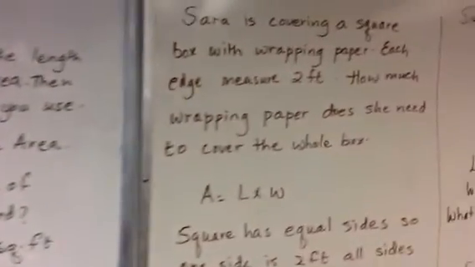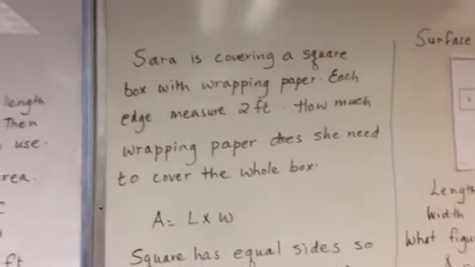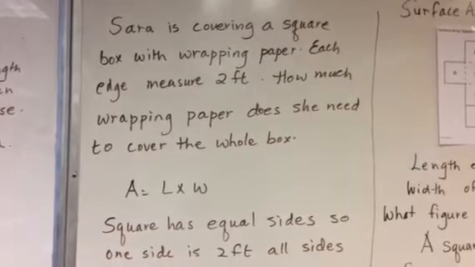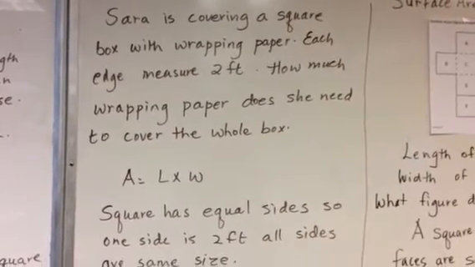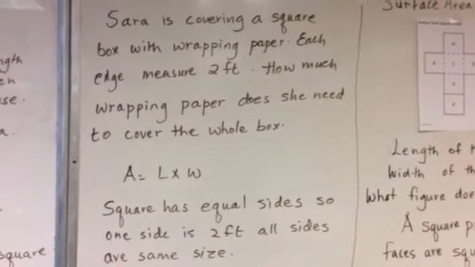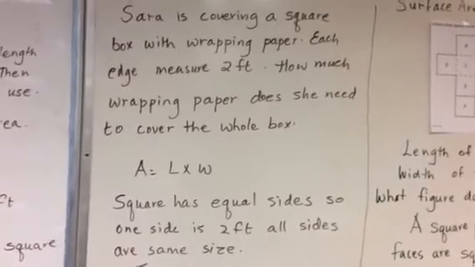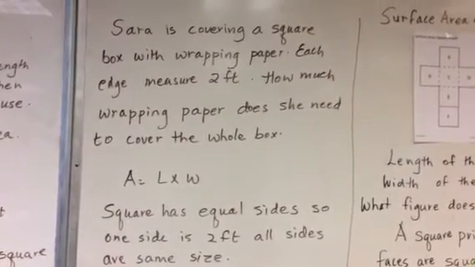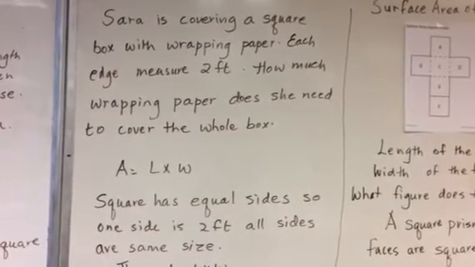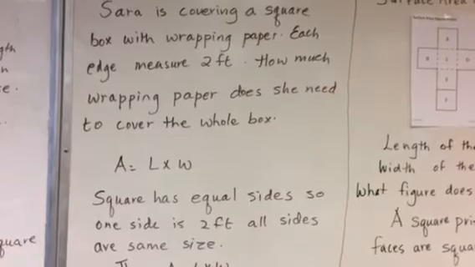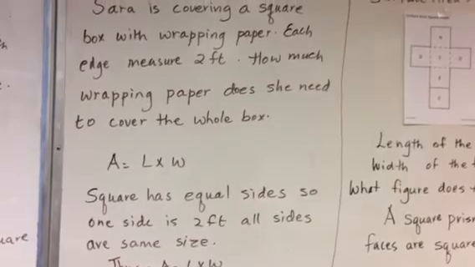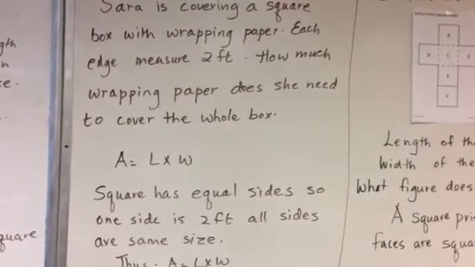Let's go on to the next story problem. Sarah is covering a square box with wrapping paper. Each edge measures 2 feet. How much wrapping paper does she need to cover the whole box? Now take a box in your house and find some Christmas wrapping paper and think, if one edge is 2 feet and it's a square box, how much do we need? We have a whole Christmas wrapping paper roll. Now we don't want to unwrap everything, so how would we do that?